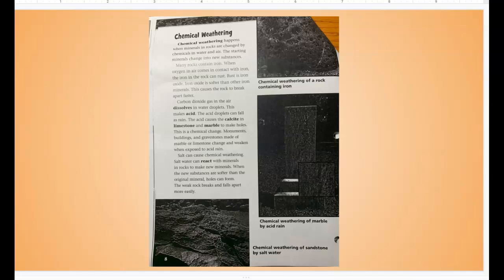Salt can cause chemical weathering. Salt water can react with minerals in rocks to make new minerals. When the new substances are softer than the original mineral, holes can form. The weak rock breaks up and falls apart more easily. So up at the top, you see a picture of chemical weathering of a rock containing iron. Then you see a picture of chemical weathering of marble by acid rain. And then on the bottom, you see chemical weathering of sandstone by salt water.